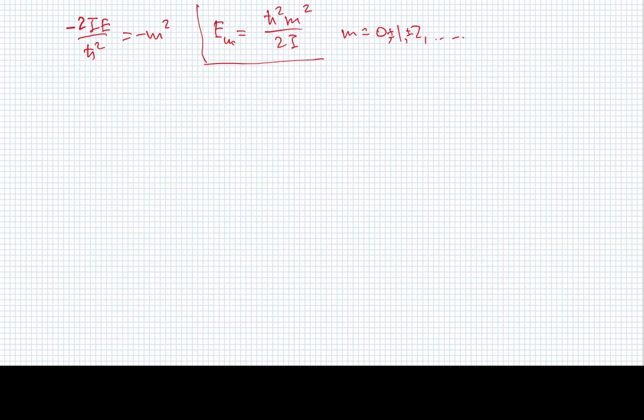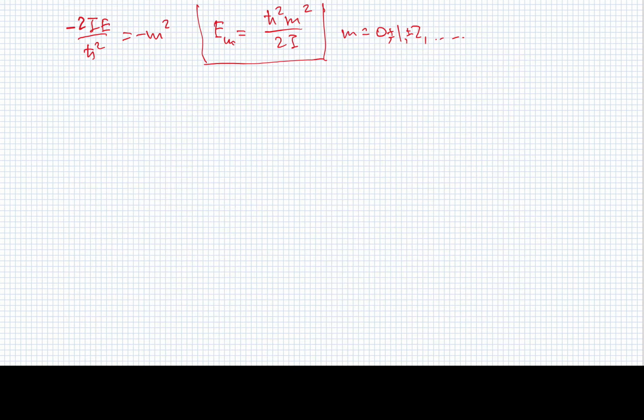So now when I write down the energy, I've got negative 2IE over h bar squared is equal to negative m squared. So if I solve for the energy, and I'll use a subscript m to indicate this, it's going to be h bar squared m squared over 2I. And m is equal to 0, 1, 2, and so forth, and then also the negative versions of those. All right, so this gives us basically the energy levels that we should expect to see in this particle on a ring model.